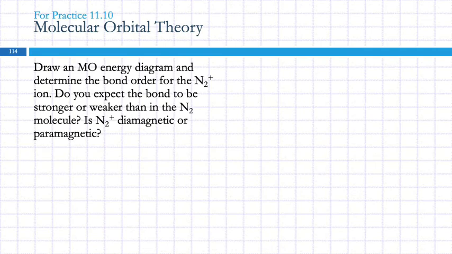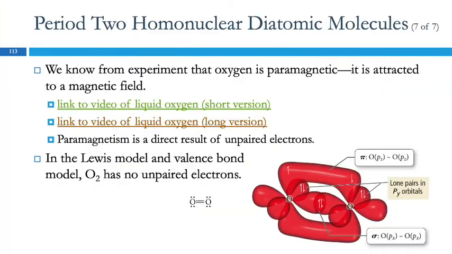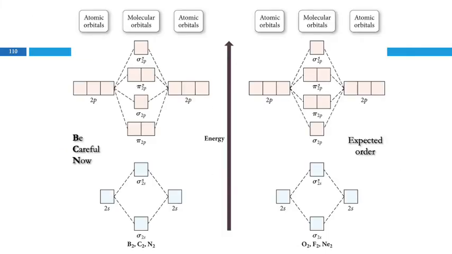Okay, so this question is asking us to draw a molecular orbital energy diagram and determine the bond order for the N2 plus ion. And compare this to the N2 molecule, and is N2 plus diamagnetic or paramagnetic. I do not feel like drawing that, so we're going to use this one that's already drawn. So we're doing N2 plus. So how many valence electrons in N2? 10. Yeah, 5 and 5. So this is 10, and we have to subtract 1 for the positive charge, so we've got 9 electrons here.